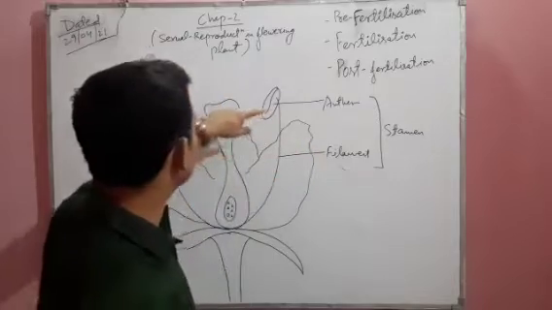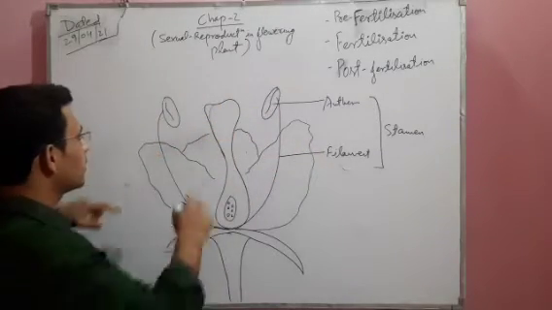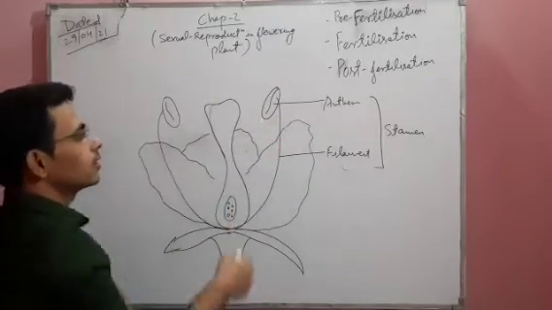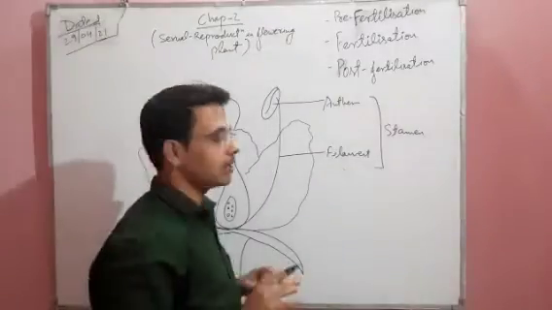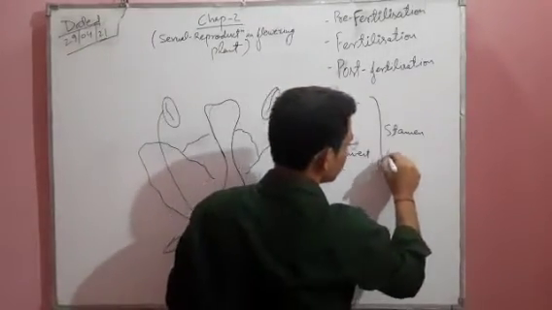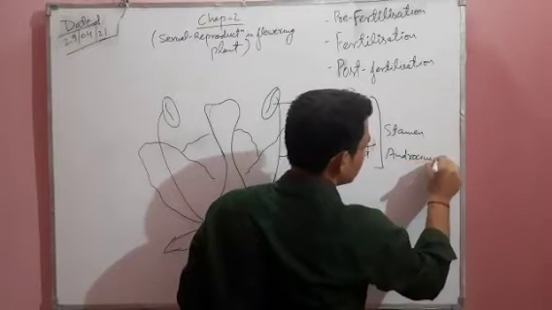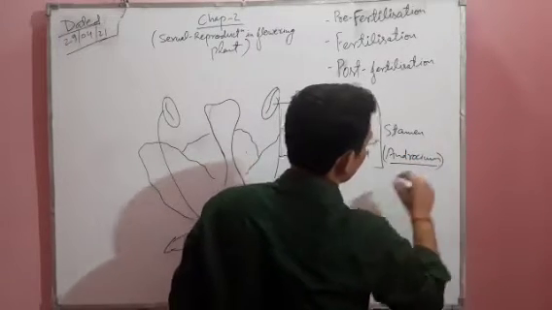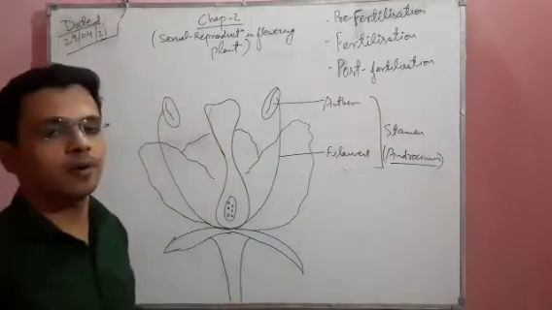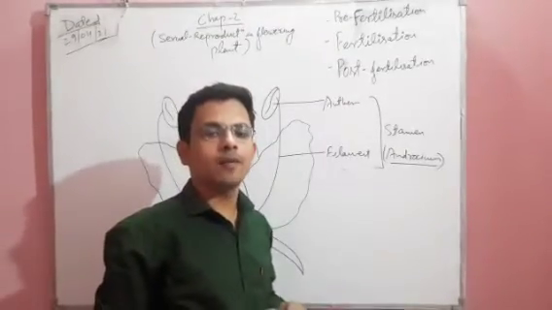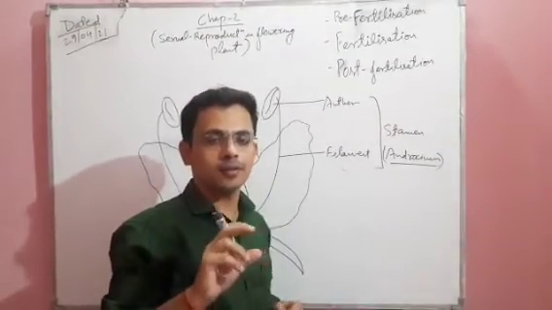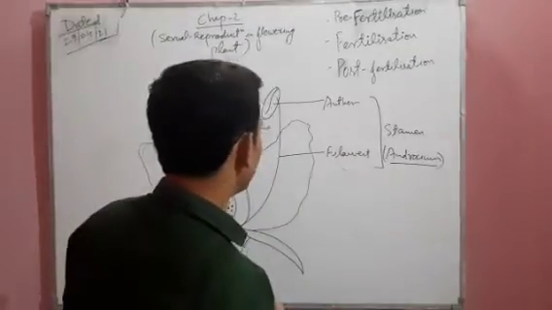If there are a number of stamens like this, that is called a group of stamens, which is called the androecium. Group of stamens is called androecium, or we can say the male flowering system.